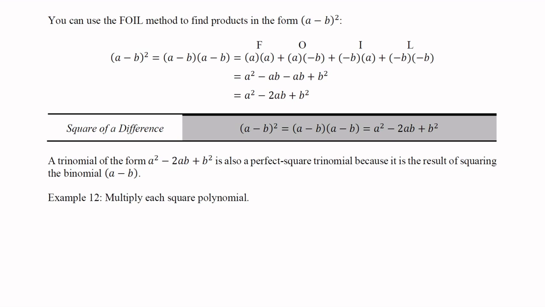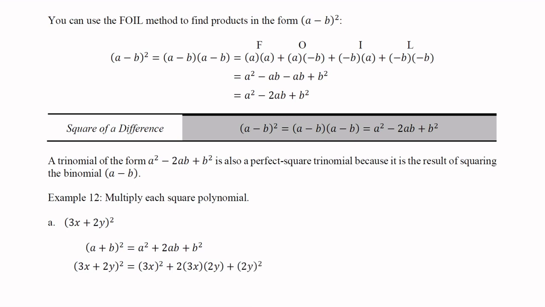So let's do some examples. We're going to multiply each square polynomial. So we'll start with 3x plus 2y quantity squared. We're going to take our square of a sum, and we're going to take a as being 3x, b as being 2y. So we start with our 3x quantity squared. We're going to take our 2 times a, which is 3x, times b, which is 2y, and then we'll take our b, 2y quantity squared.